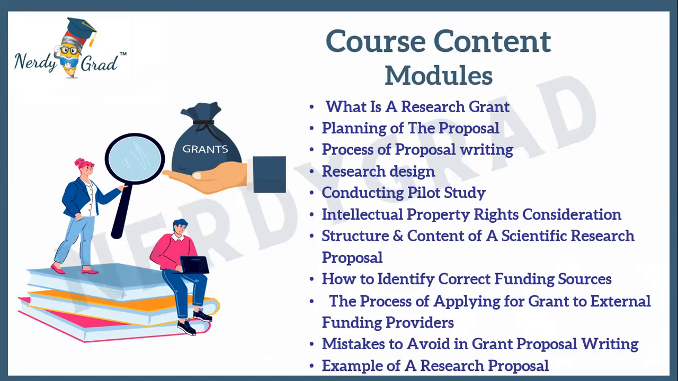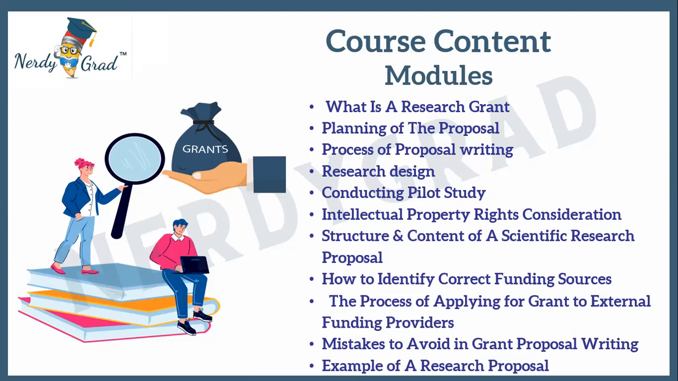Then comes the fourth module which speaks about research design. Then the fifth module which is about conducting a pilot study. Then the sixth module is about intellectual property rights consideration. And the seventh module is structure and content of a scientific research proposal. Then the next module is how to identify the correct funding sources. Then the next module talks about the process of applying for grant to external funding providers. Then comes the next module which talks about mistakes to avoid in a grant proposal writing. Then lastly, we will conclude with the example of a research proposal.